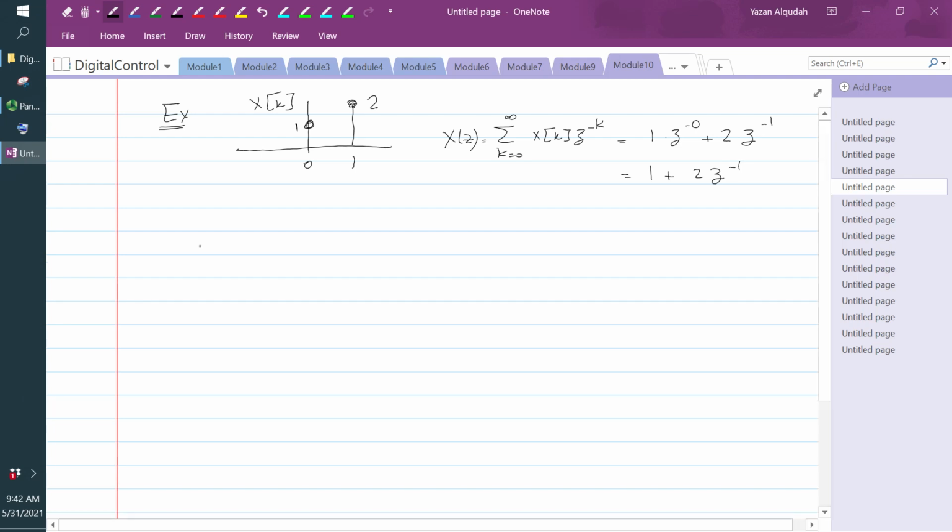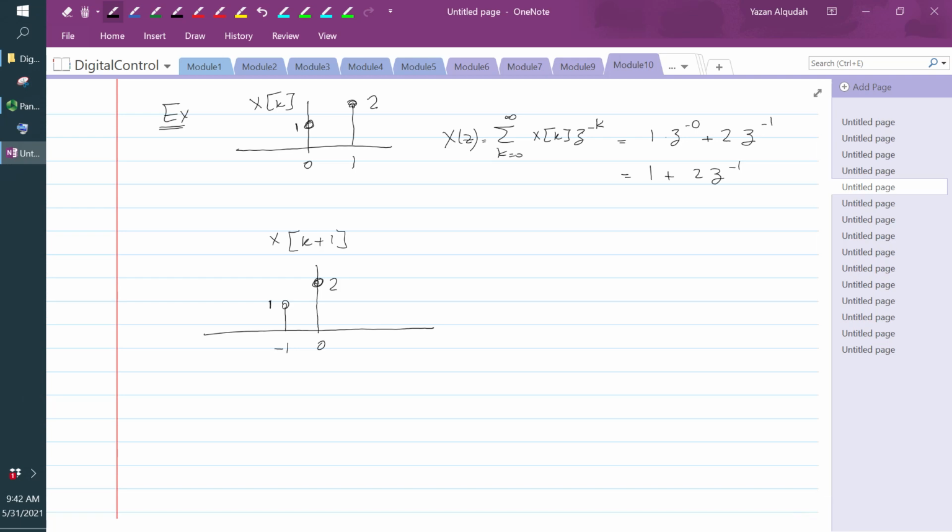Now what happens if I shift this signal to the left? I'm going to plot x of k plus 1. What is x of k plus 1 going to look like? This is going to shift the signal to the left. I'm going to have the 2 here at 0, and the 1 is going to be here at negative 1. Agree? Now let's call this signal x2 of k, which is equal to x of k plus 1.